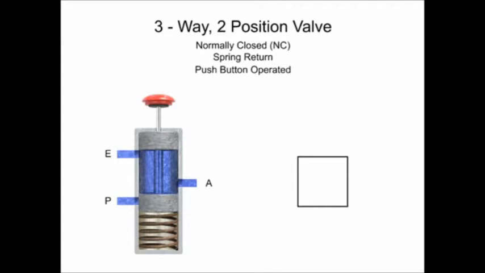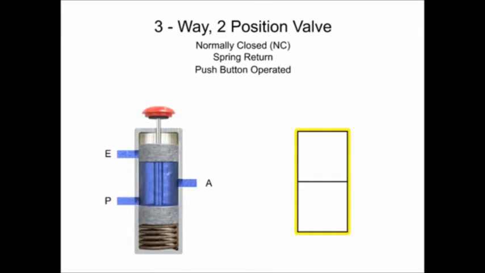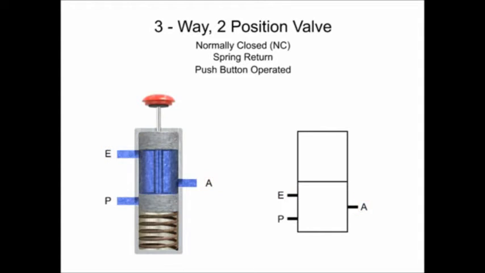The most important applications in fluid power for three-way valves are for directional control. Here we have a typical three-way valve with two operating positions. This valve has an inlet port P, exhaust port E, and output port A. In its normal position, inlet port P is blocked and outlet port A is connected to exhaust port E.